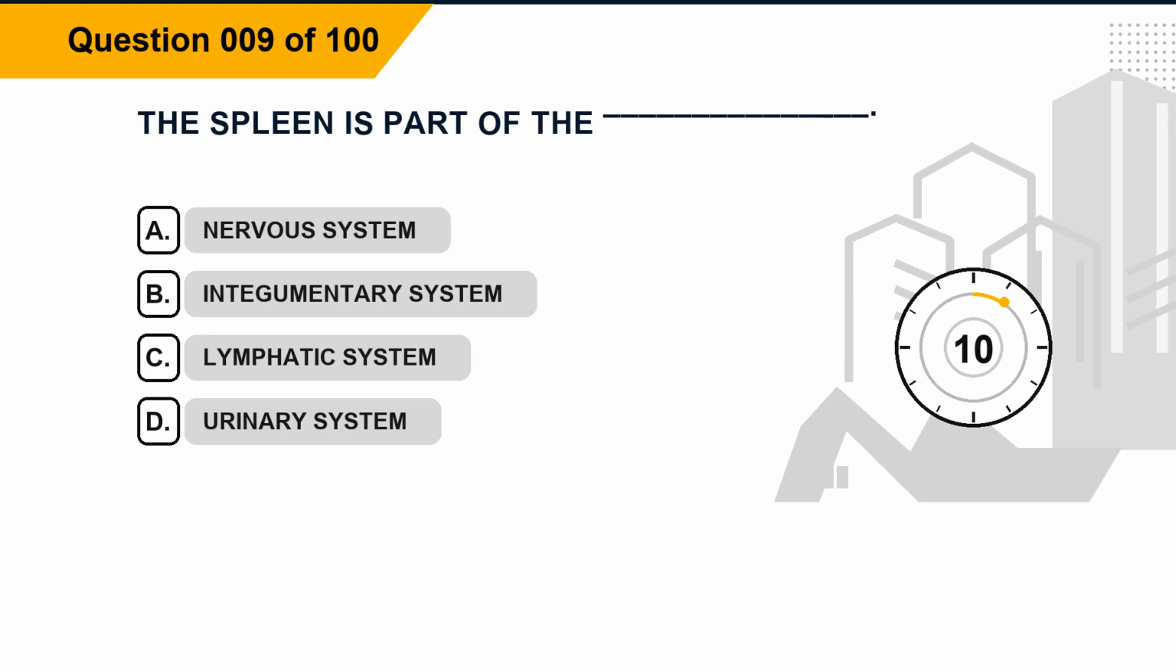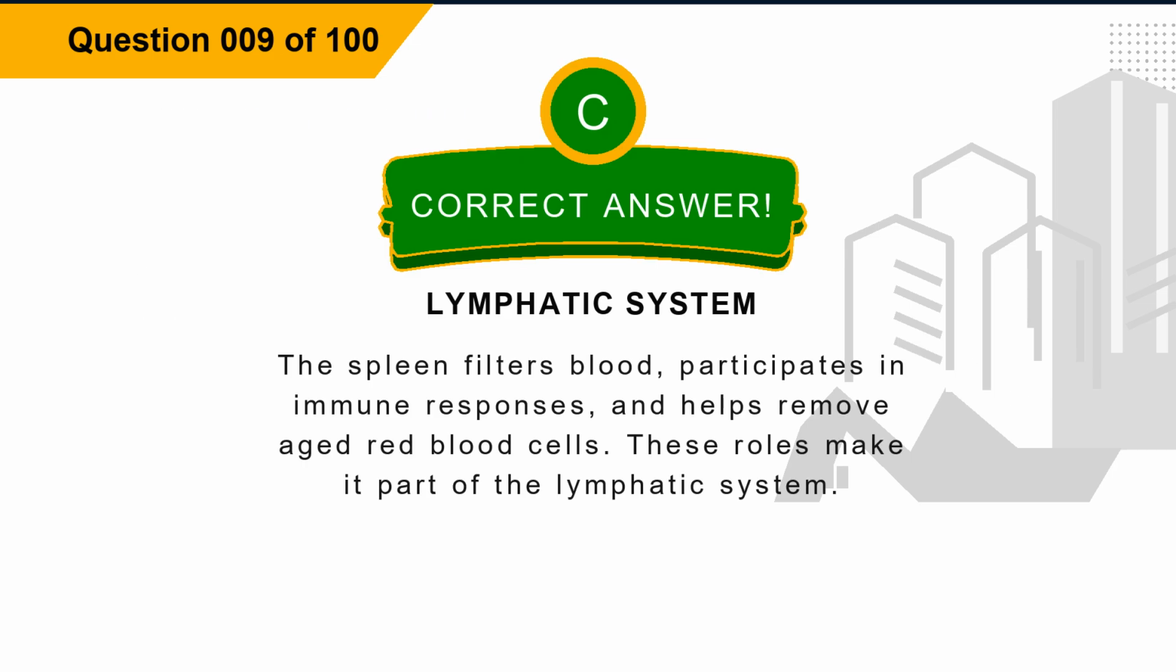Question 9. The spleen is part of the blank. Option A, nervous system. Option B, integumentary system. Option C, lymphatic system. Option D, urinary system. The correct answer is option C, lymphatic system. Explanation. The spleen filters blood, participates in immune responses, and helps remove aged red blood cells. These roles make it part of the lymphatic system.